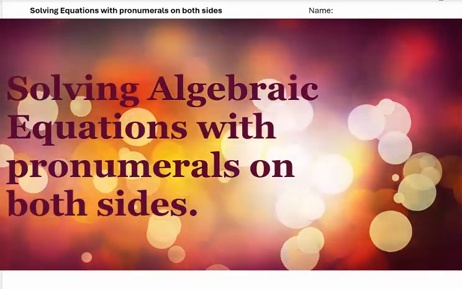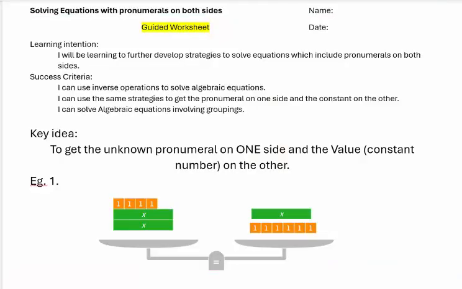Hello fellow mathematicians, today we're going to be solving equations with pronumerals on both sides and also dealing with brackets. So I'm just going to remind you, pronumerals are when it's a letter and it just represents an unknown value. So today what we're going to be doing is solving equations to find out what that unknown value is. The key idea for this is that you need to get your pronumeral on one side of an equation and you need to get the number on the other side.